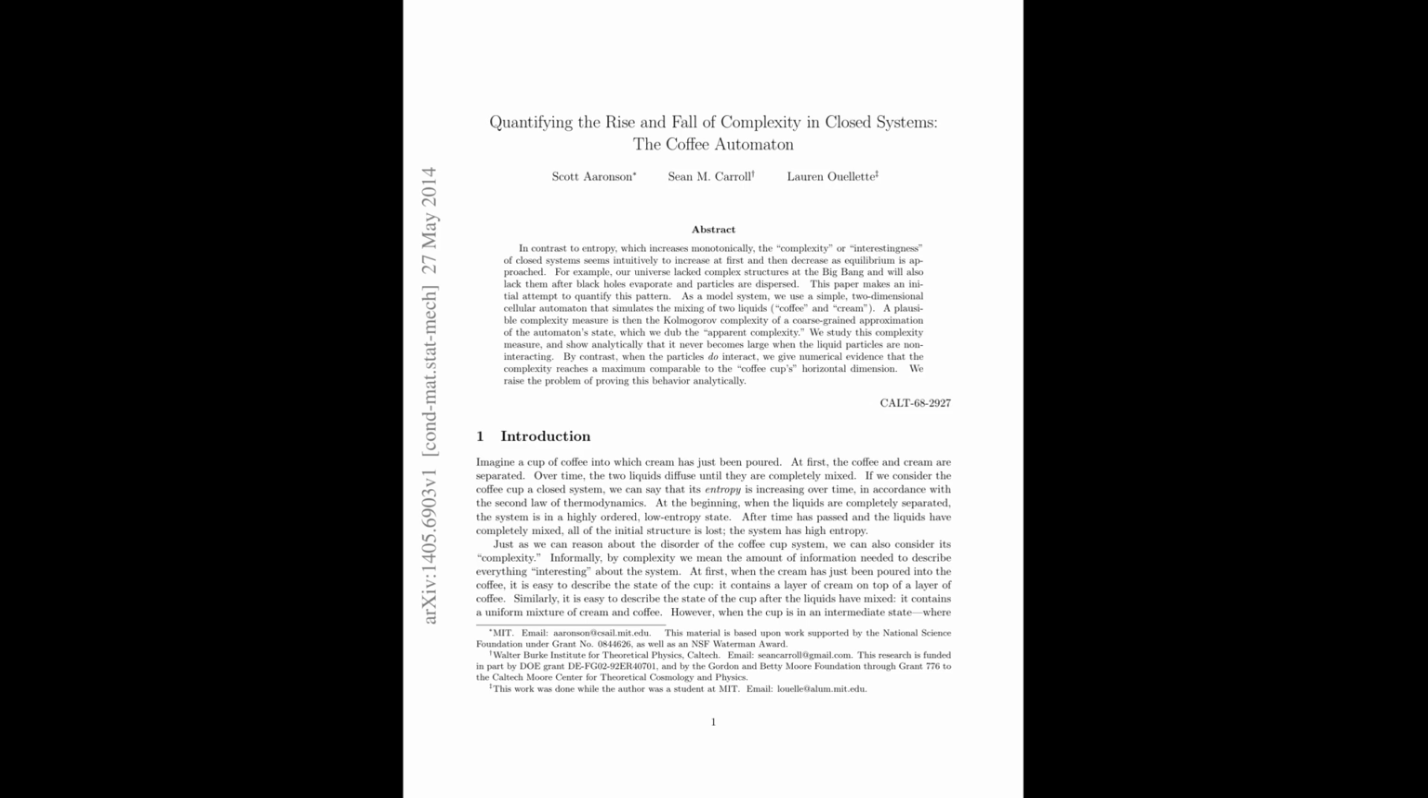After this fix, the non-interacting automaton's complexity stays low throughout, while the interacting one still shows a clear peak. This is the key empirical claim. Interactions are what make complexity possible. The authors back this up with a proof for the non-interacting case.